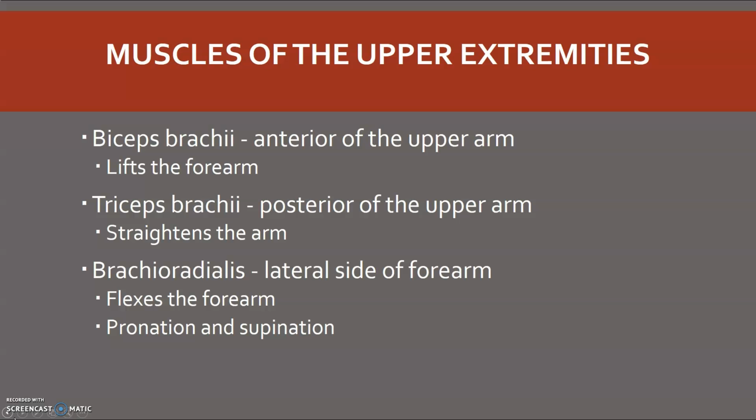And then you have a muscle called the brachioradialis. And this is located on the lateral side of the forearm. It functions to flex the forearm, and it also helps in a movement of the forearm that's called pronation and supination. So that's when you turn your arm so that your palm is facing down, and when you turn your arm so that your palm is facing up. That's pronation and supination.